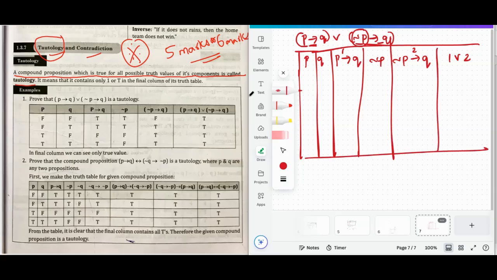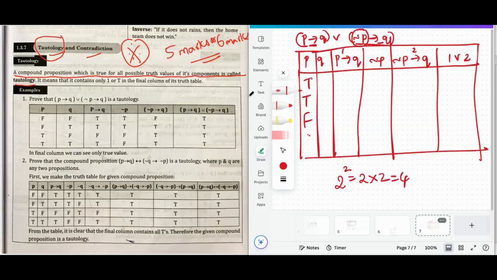First you have to construct the table. Here the values for P, since you have two statements, 2 squared is 4. So there are 4 rows that we will get, that is T T, F F, then T F, T F. Then for implication, P implies Q, the condition is if it is T and F, it is F. So we check where we have T and F, we have F, and the remaining all will be true.